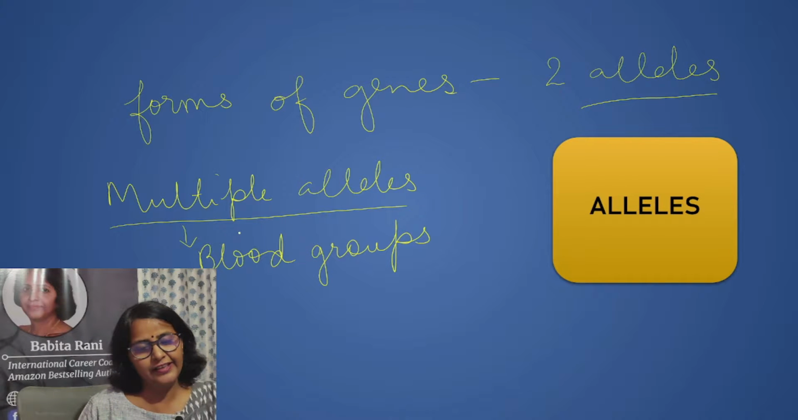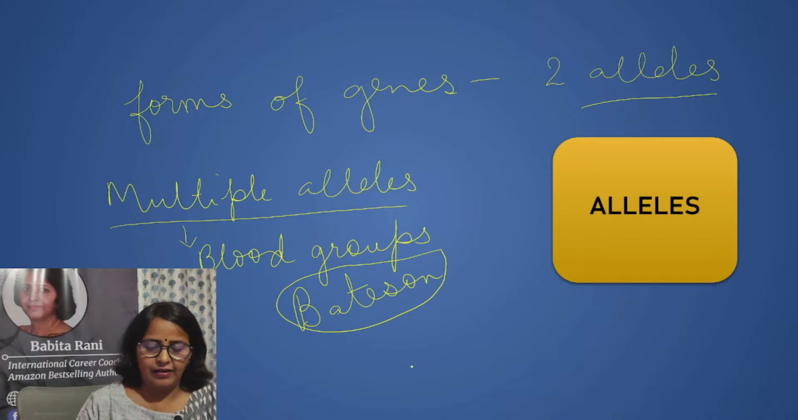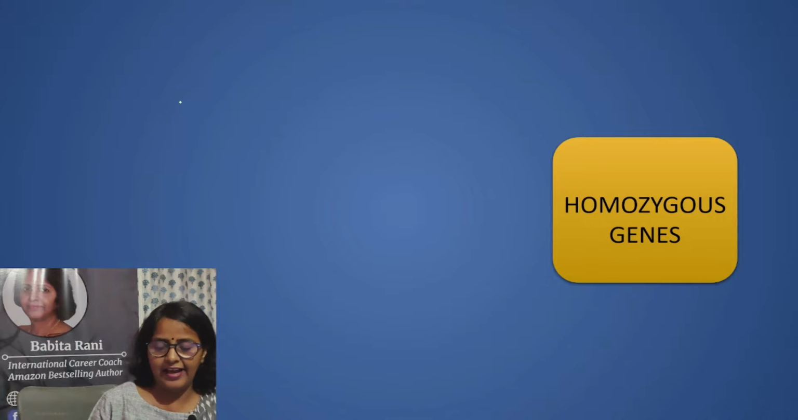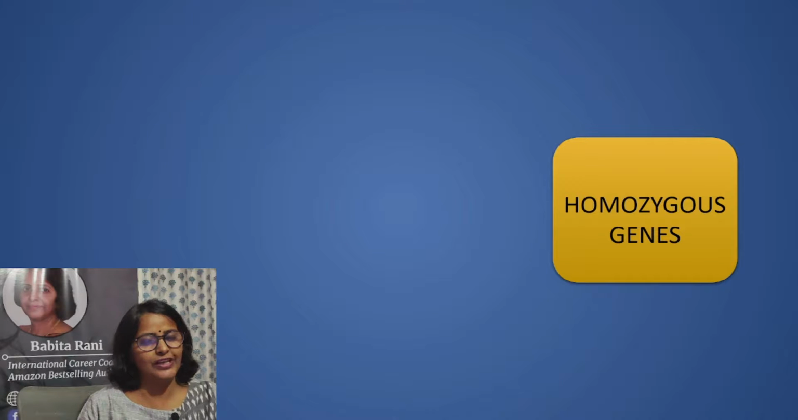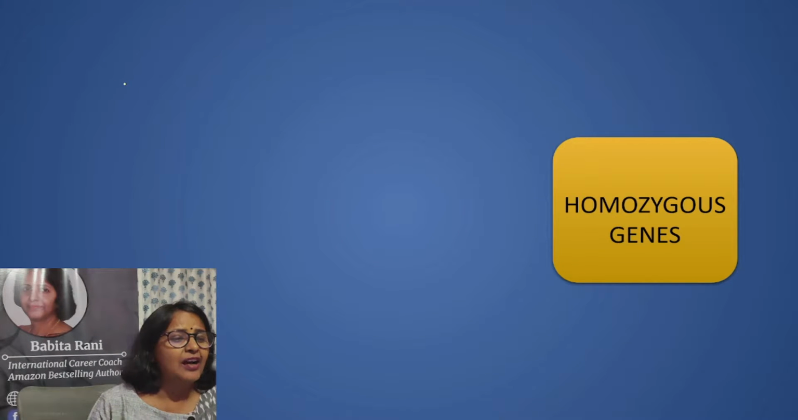and who coined this term? Batson. He is the scientist who coined this term alleles. Now, as two alleles are present in one gene, if a gene has both the alleles as similar alleles, they are known as homozygous alleles. That means both the alleles are of the same type.